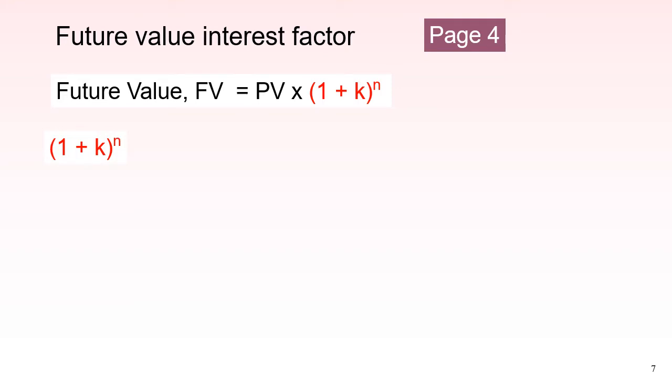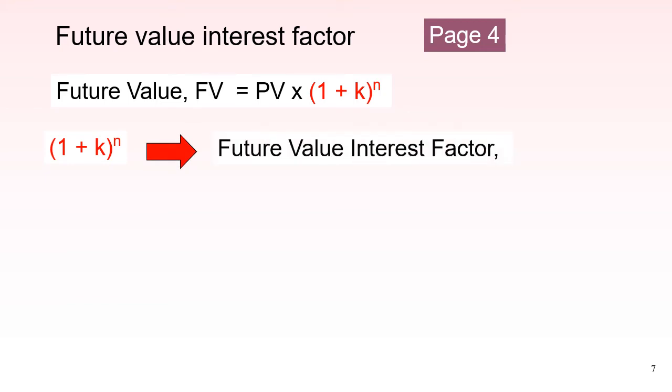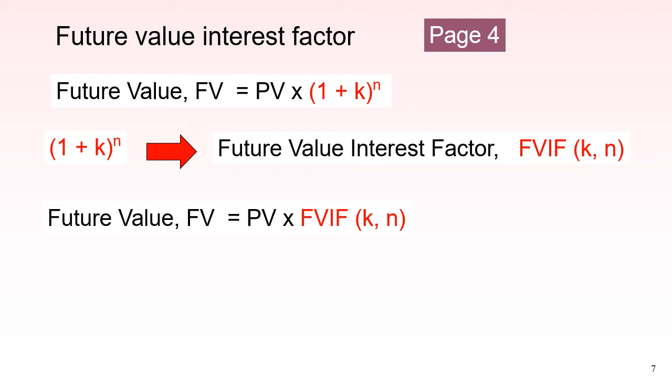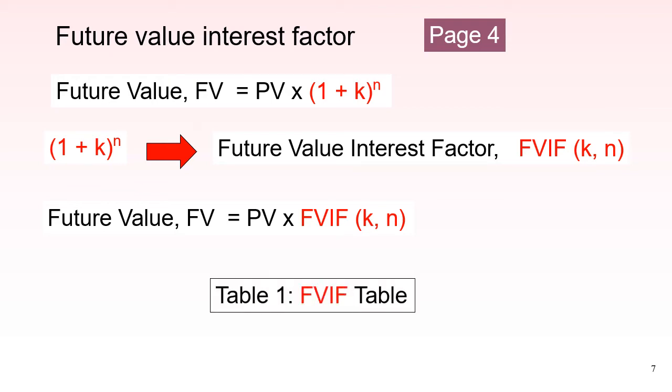The interest factor of bracket 1 plus K bracket to the power n is also known as the future value interest factor, and symbolized by FVIF bracket K comma n bracket. It can be rewritten as a formula in this format. This is to facilitate calculation using the future value table, which is the FVIF table.